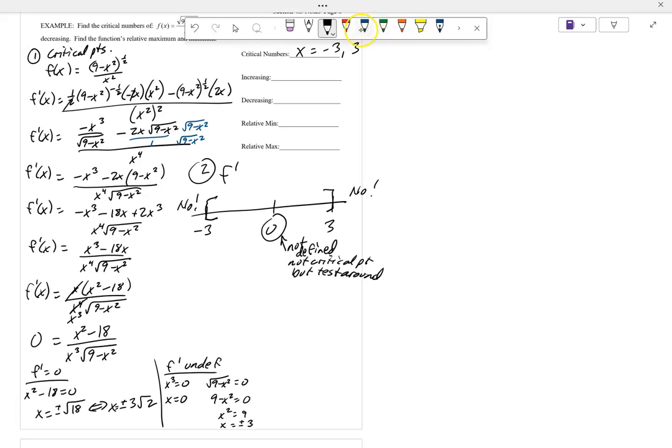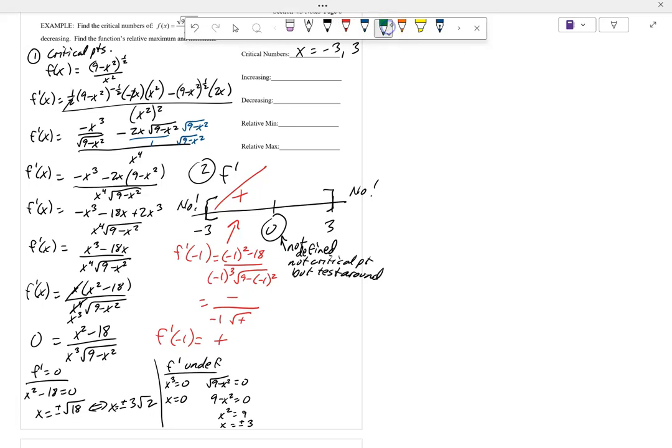So let's go ahead and throw in something to the left of 0. So let's plug in f prime of -1. So I got -1 squared minus 18 over -1 cubed times the square root of 9 minus -1 squared. So I got 1 minus 18. I got a negative on the top. I got a -1 right here. And then I've got a square root of a positive number right there. So a negative over a negative is a positive value. So I know the original function must be increasing up until 0.